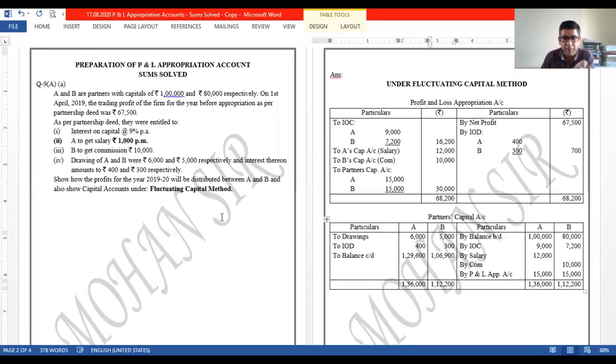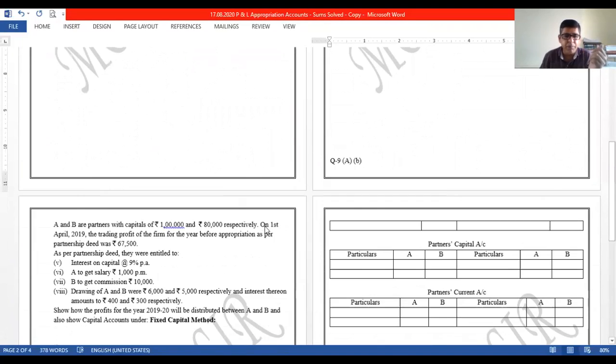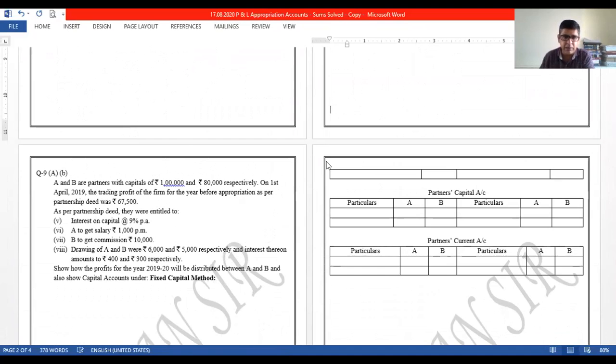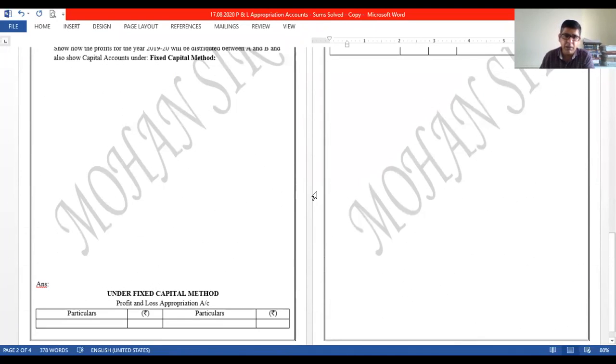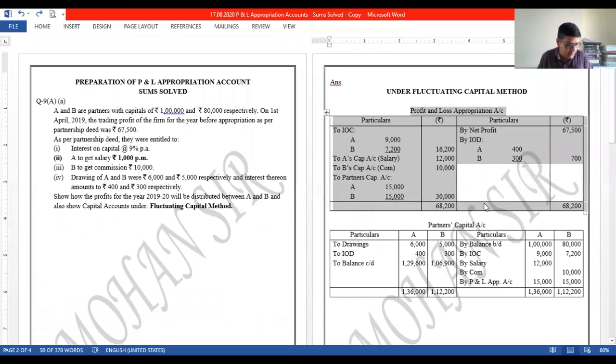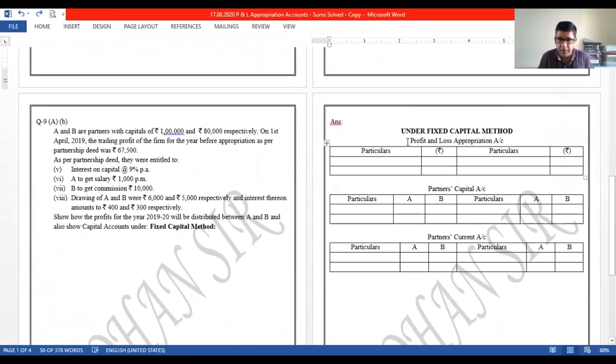Under the fluctuating capital method, we know that just one account has to be maintained, and we are done with that part. Now moving ahead, the same sum has to be solved under the fixed capital method. Under the fixed capital method, we all know that we have to prepare two accounts, right? Two capital accounts are there. One is the capital account, the other is the current account. Let me copy this because the sum is the same, the P&L appropriation has to be the same with no change at all.